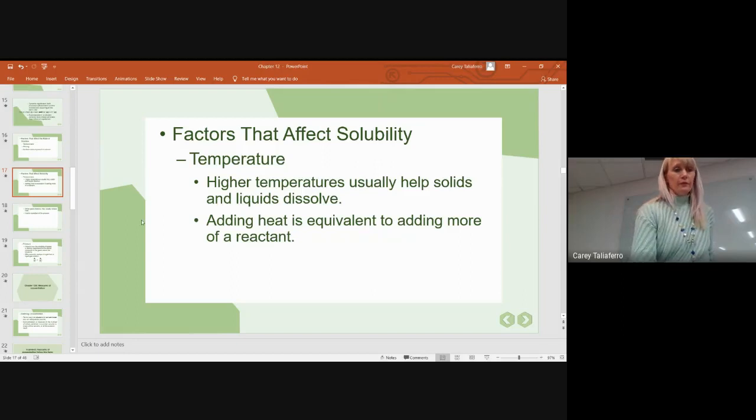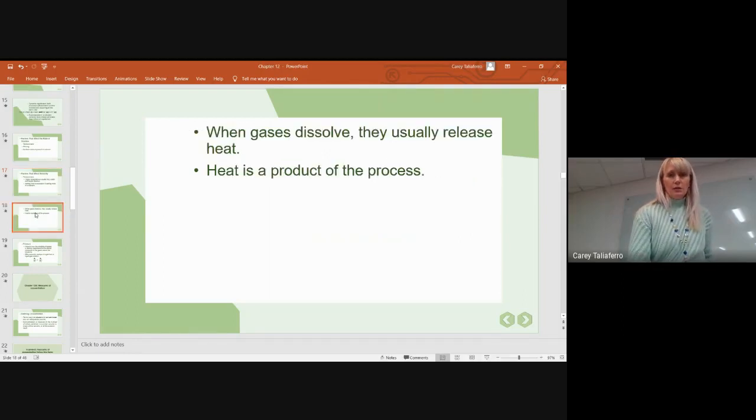Okay, and again, I just kind of touched on this a little bit, but the higher the temperature, the more solute will dissolve. Just keep that in mind. When gases dissolve, it's usually exothermic, meaning they release heat. Okay, so heat is a product there.